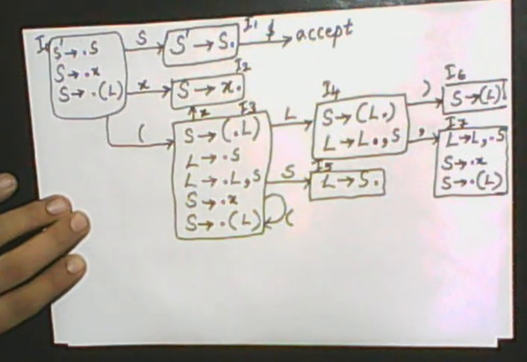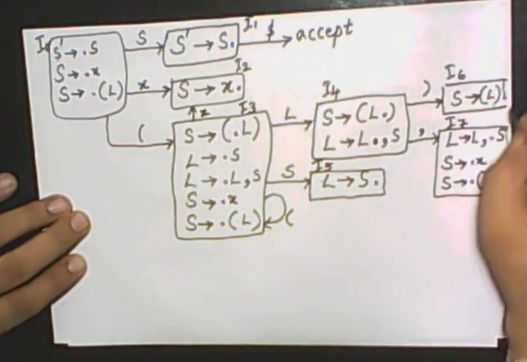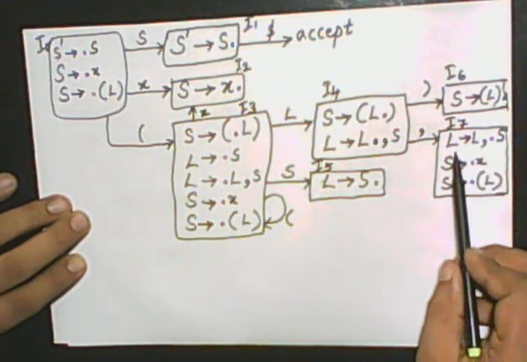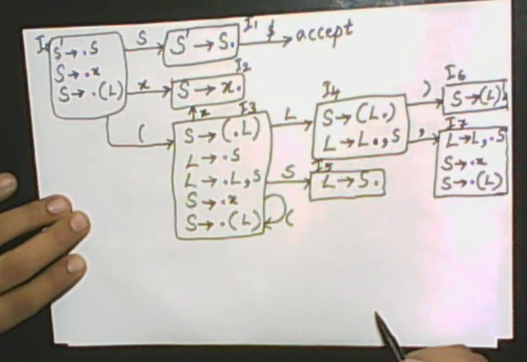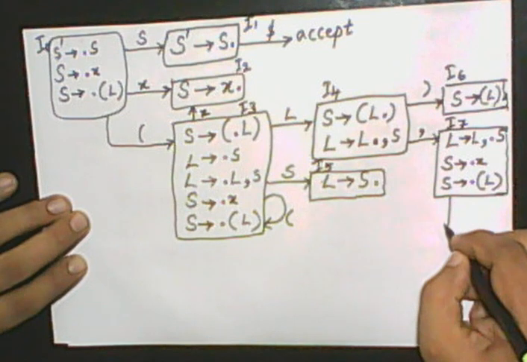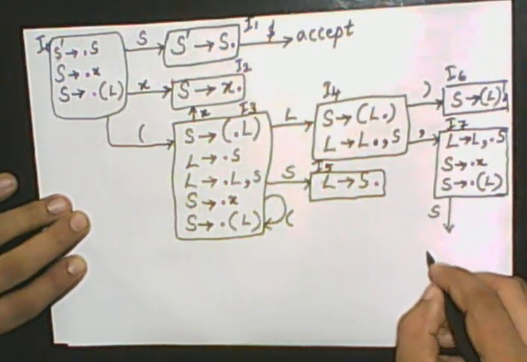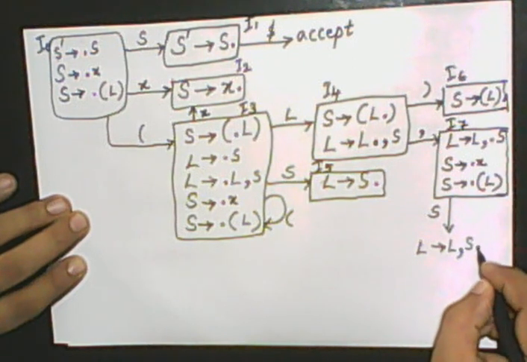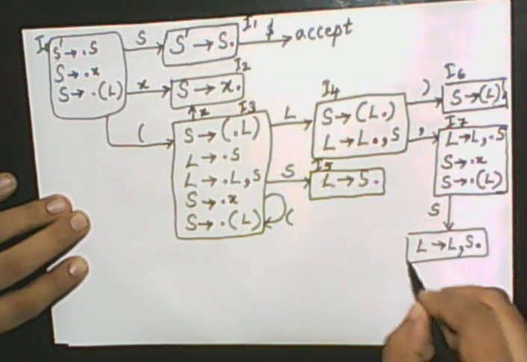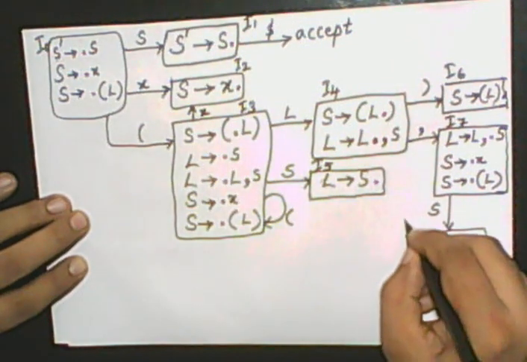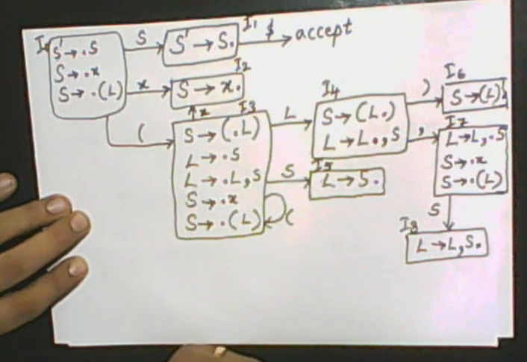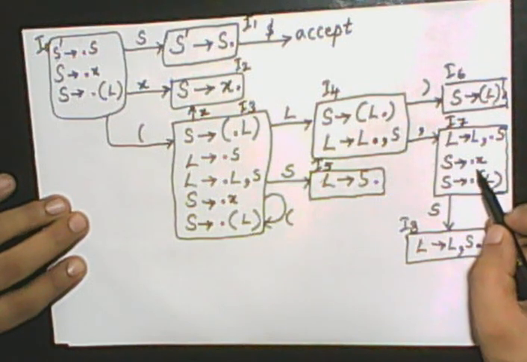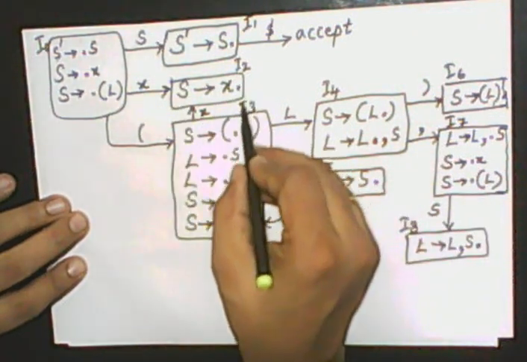I6 cannot have any more transitions, since it is a final state, final item. Here you have an S transition. So on S transition, I'll mark it like this. L gives L comma S dot, which is again a final item. You can mark it as I8. Okay, so that is I8, and on X, if you notice, it will go to I2.